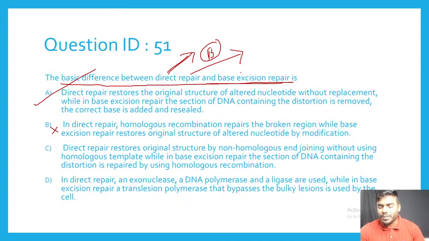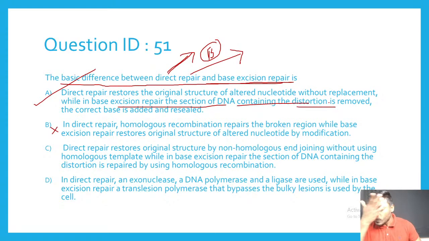We don't remove the base, we don't alter it, we just repair it without replacement. In base excision repair, in the DNA containing the distortion, if the wrong base is involved, we remove that and replace it with the correct base. Obviously option A is correct. But I don't know why they have given the answer B, and many people challenged it also.